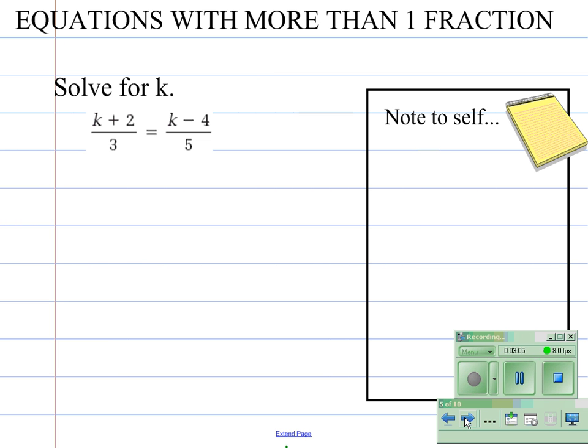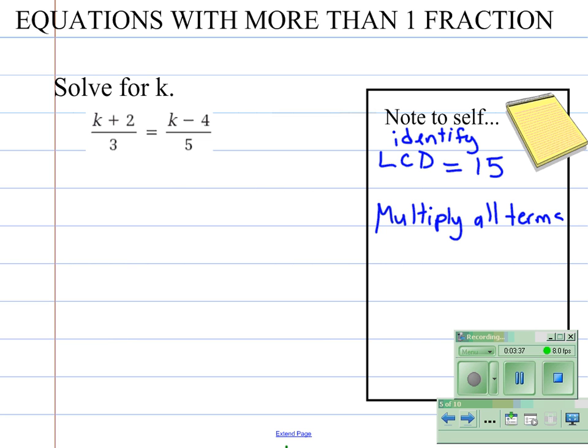It gets a little bit more complicated when there is more than one fraction. So at the beginning of this chapter, we talked about LCD, or lowest common denominator. So you have to identify the LCD of all the fractions involved. In this case, there's 2. So when I look at 3 and 5, the lowest common denominator is 15. So the note, or the way to eliminate the fractions this time, is to multiply all terms, or both sides, by the LCD, the lowest common denominator.